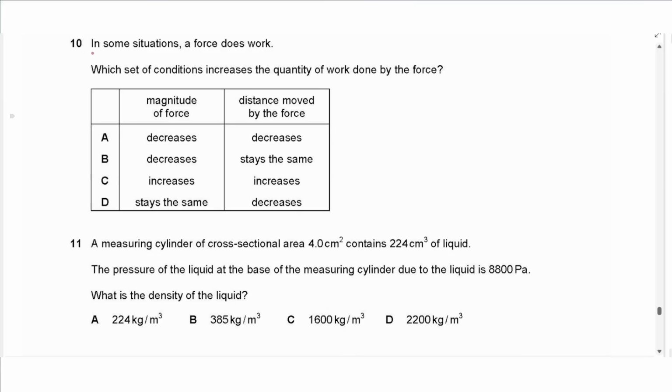Question 10 says, in some situations a force does work. Which set of conditions increases the quantity of work done? So the magnitude of force either increases or stays the same, not decreases. Distance moved by the force stays the same or increases, not decreases. So the answer is C.